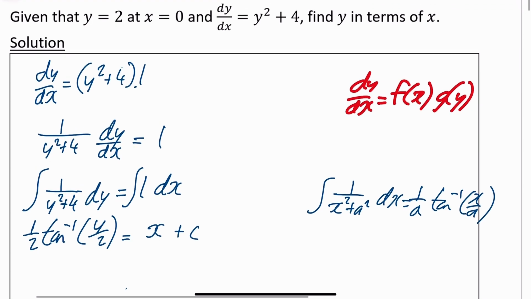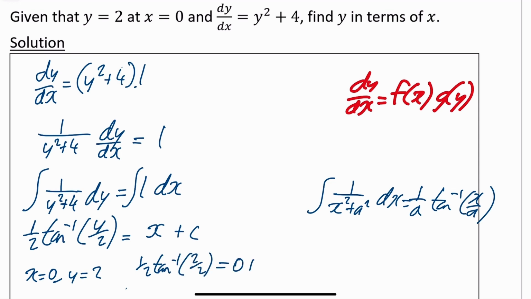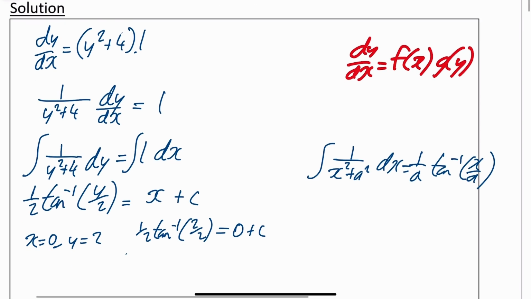Okay, we'll go on from here. It tells you another wee bit of information. It tells you when x equals 0, y is equal to 2. So we'll just write that down. X equals 0, y equals 2. So we'll just put that in. That means a half of tan to the minus 1 of 2 over 2 is equal to 0 plus c. 2 over 2 is just 1. Tan to the minus 1 of 1. And remember, you're using radians here. So tan to the minus 1 of 1 will be pi over 4 is equal to c.